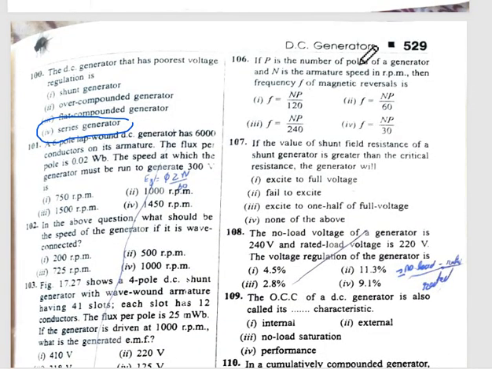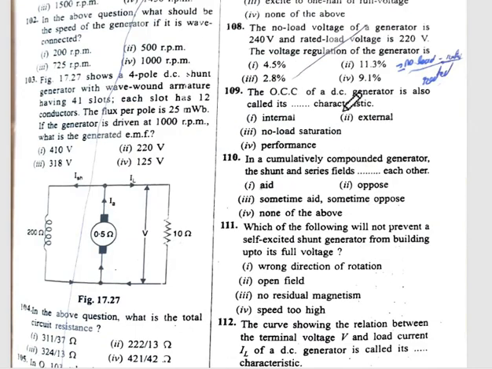If P is the number of poles of the generator and N is the armature speed in RPM, then the frequency of the magnetic reversals is NP over 120. If the value of shunt field resistance of a shunt generator is greater than the critical resistance, the generator will fail to excite. Open circuit characteristics of a DC generator is also called its external characteristics.